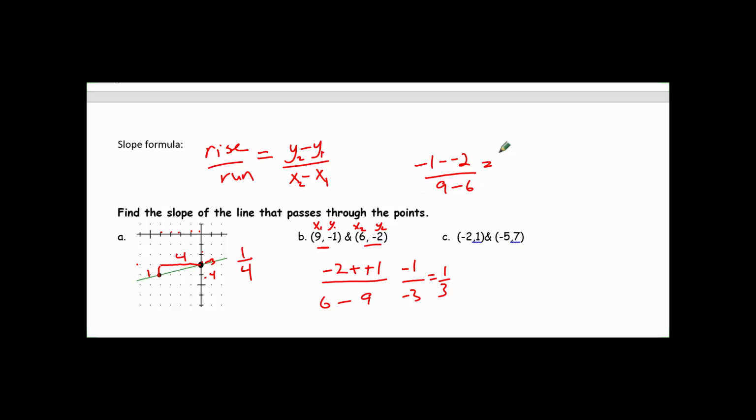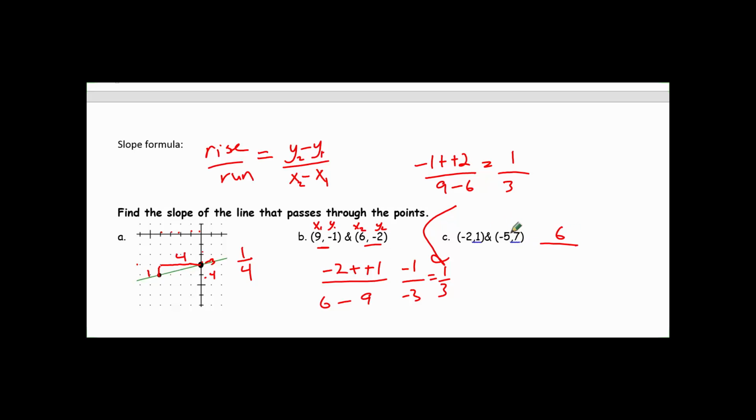So 1 minus -2 is 1 plus 2. Sorry, -1 plus 2. Here, I'll go a little faster. 2 pluses. So -1 plus 2, or 2 minus 1, is 1. 9 minus 6 is 3. Same exact deal. Let's try the next one.